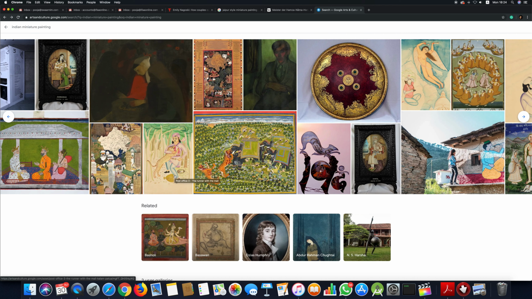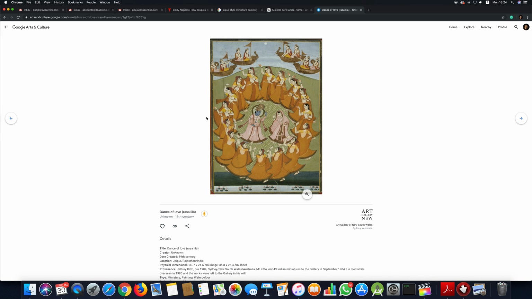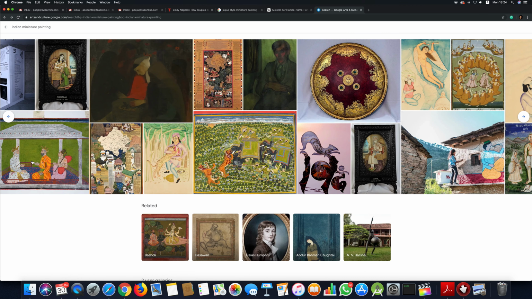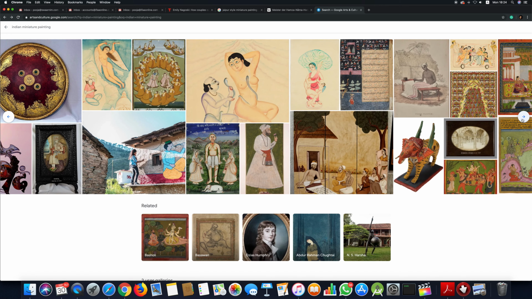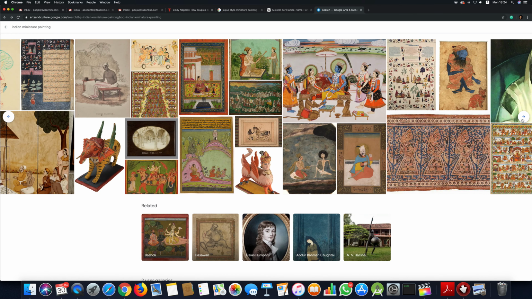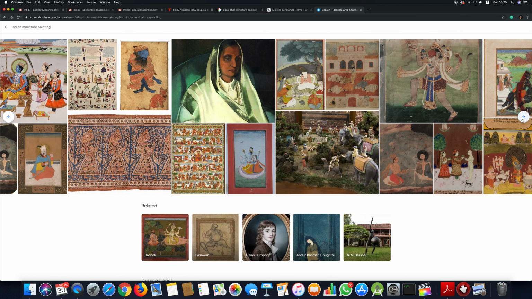Now, the subject matter was either mythological subjects related to Krishna, like this one, or court scenes, like this one, the interaction of kings and queens, portraits of kings and queens, and everything which was happening in the courtyard. There were war scenes, a lot of subject matter. So it was either religious or related to the daily activities of the emperor, like this one.